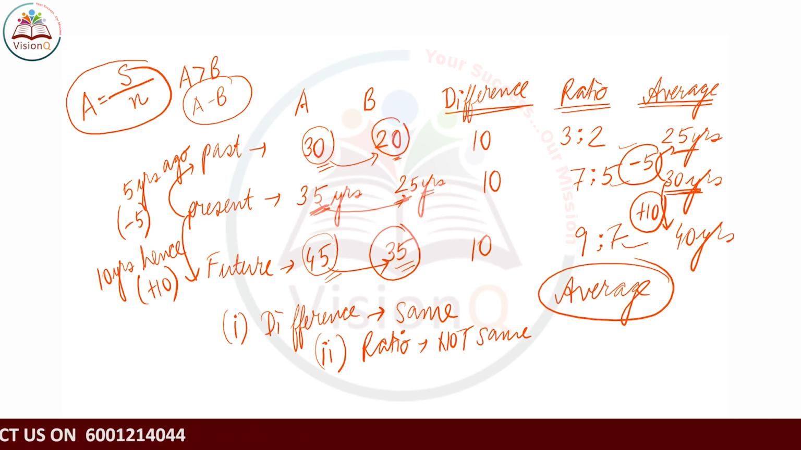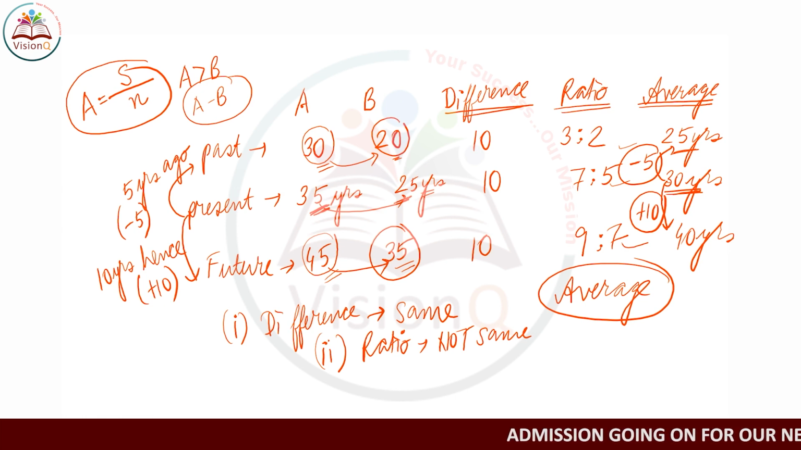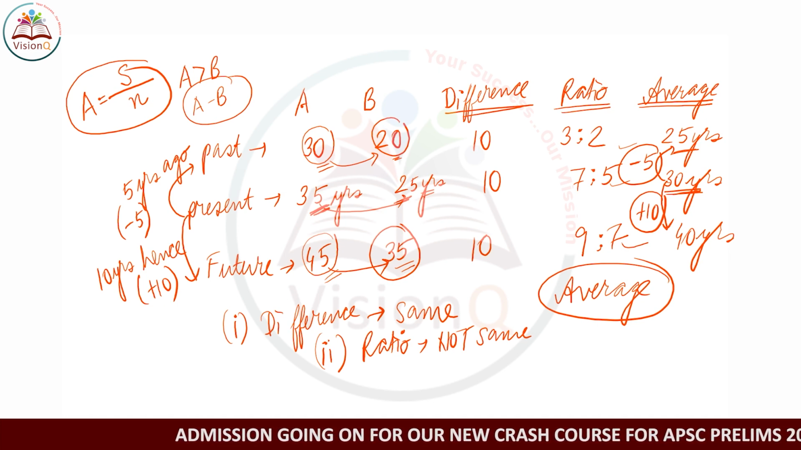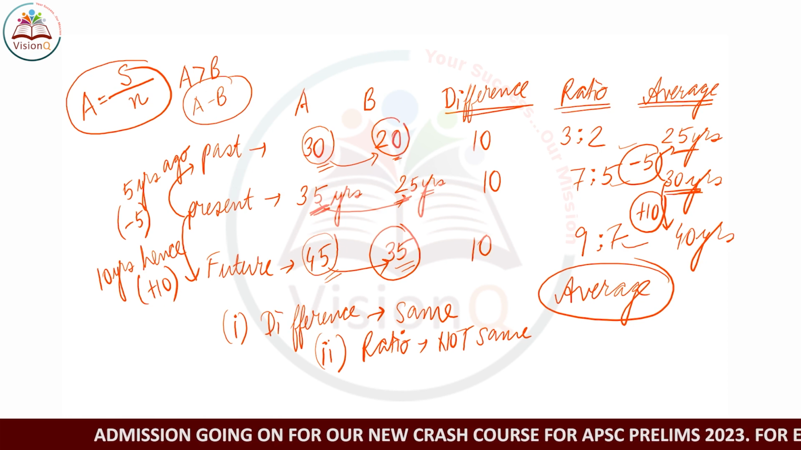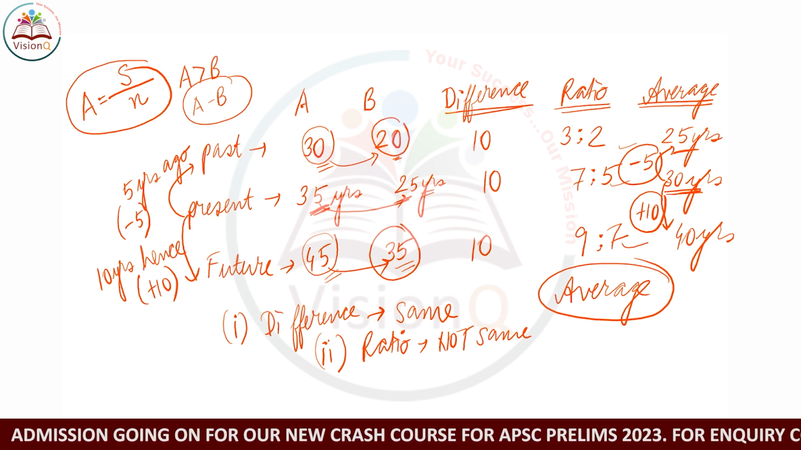Now average can also be subtracted or added just like the ages, which can be subtracted or added depending upon the point of time, past or future. Now based on this concept of difference, ratio and average, how to solve questions using these concepts. We'll discuss some questions first of all with some examples in today's session, which are very important to solve questions of this topic of ages.